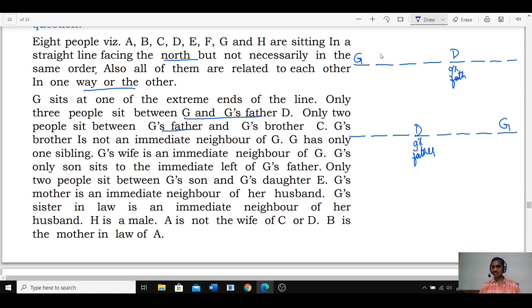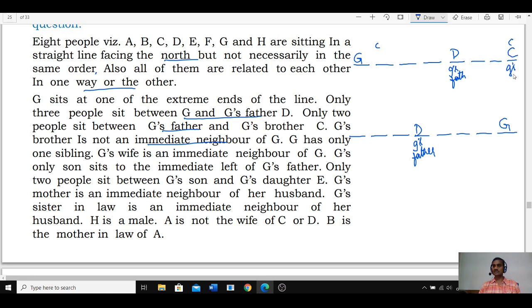So since G's father is here, C can be anywhere else. Now C is the brother. And G's brother is not an immediate neighbor of G. And C cannot be here and C must be here. Who is C? C is G's brother.